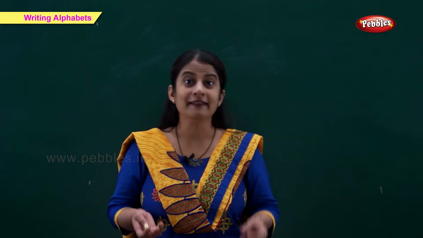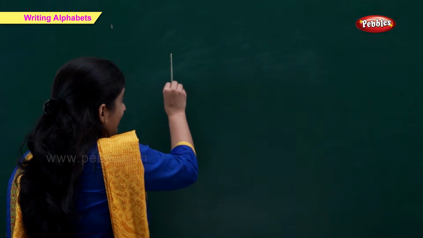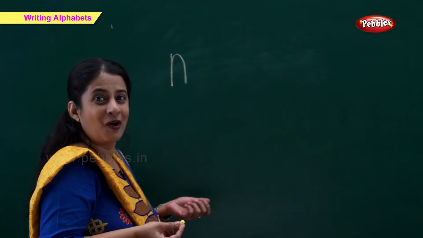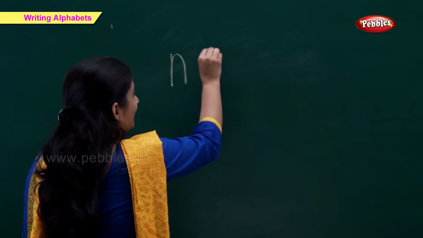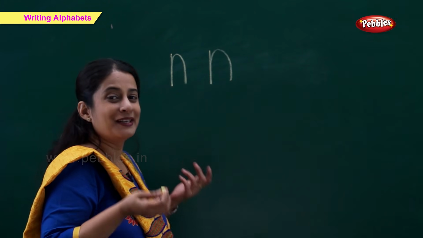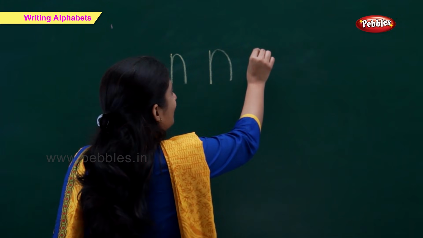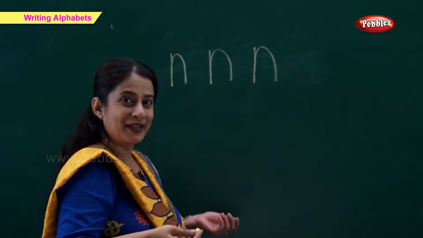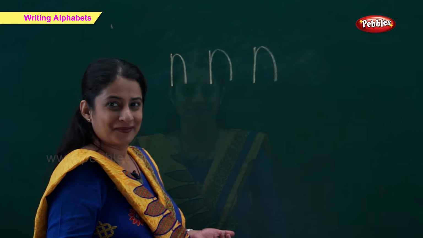Now we will write N. Small n. Standing line with one curve makes small n. Standing line with one curve makes small n. Again, standing line with one curve makes small n.